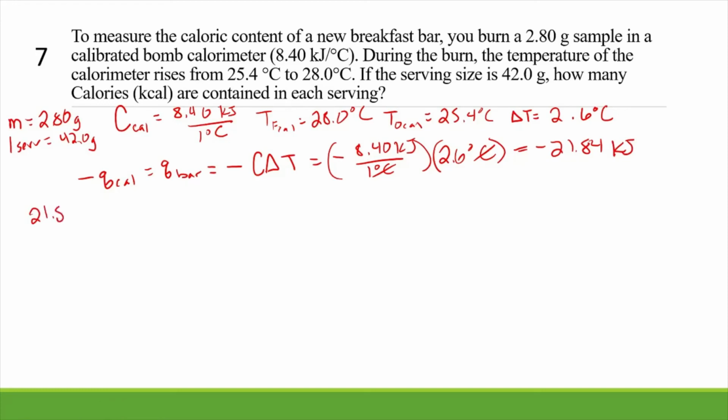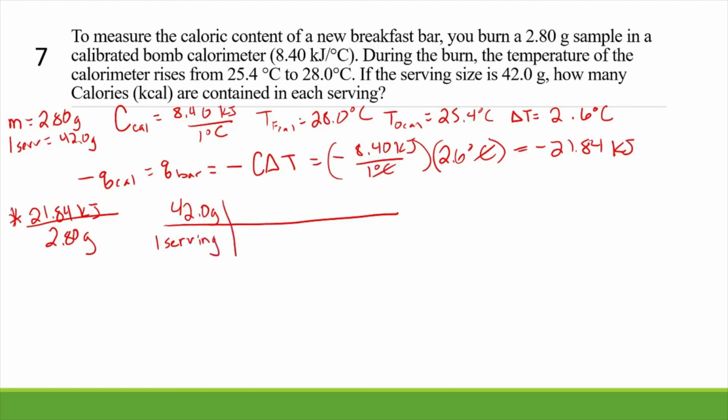So we have 21.84 kilojoules for every 2.80 grams. So now we have a new conversion factor. Now let's go with our 42 grams. That's in 1 serving. You don't really need to write 1 serving, but it's more of a visual thing for me. And we know that there are 21.84 kilojoules burned or given off for every 2.80 grams of breakfast bar.